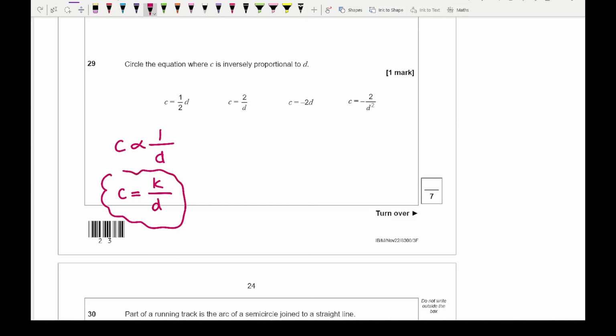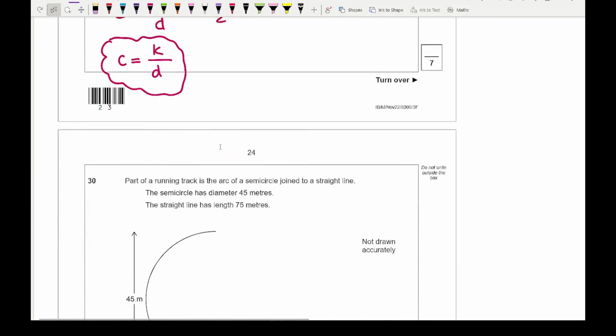I'm looking for something where C equals, and C is the subject, which is in all of the four options, but I'm looking for where a single D is the denominator. And the only equation where a single D is the denominator is our second option. Now it's definitely not going to be this one, because another way of writing that is D over 2. And so that's why number 1 is not the correct answer.